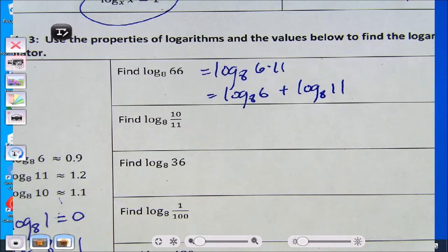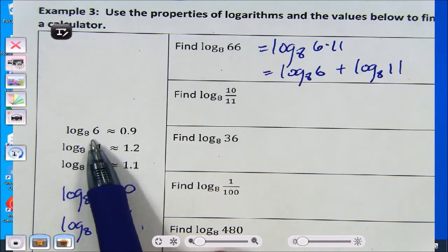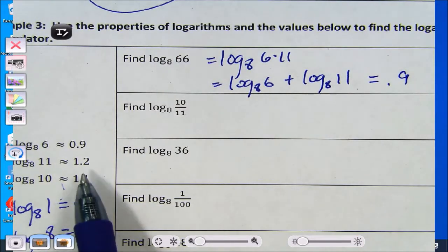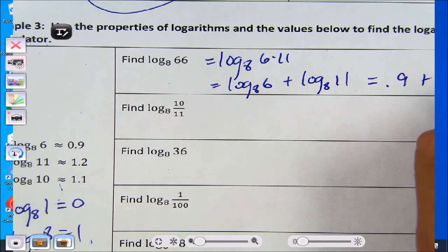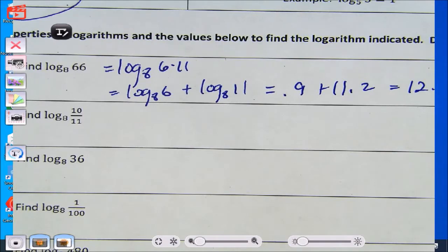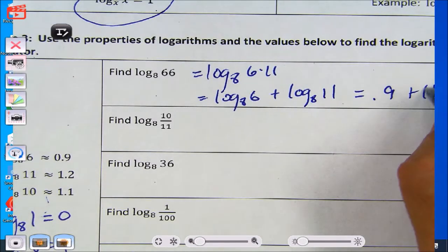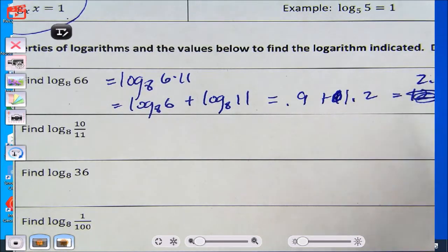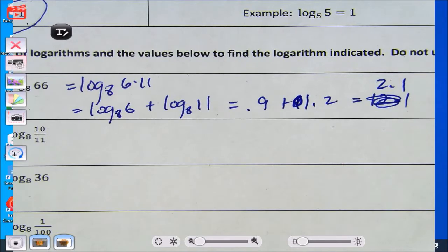Now, here's the next step. Now that I have exactly what I have over here, log base 8 of 6 is 0.9, and log base 8 of 11 is 1.2. So I just add those two. And I get, what is that? 12.1? Is that 11.2? 1.2. Oh, I copied it wrong. No wonder it didn't look right. All right. So 1.2 plus 0.9 is 2.1. All right, ready for the next example?